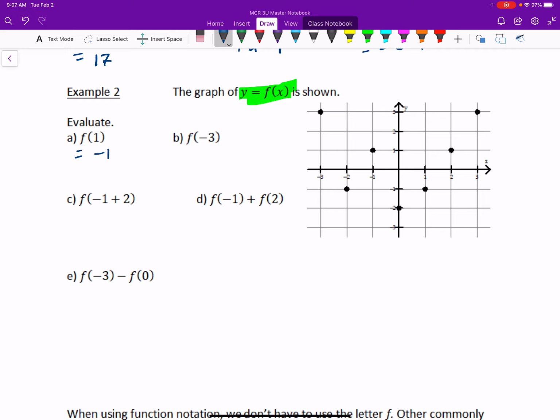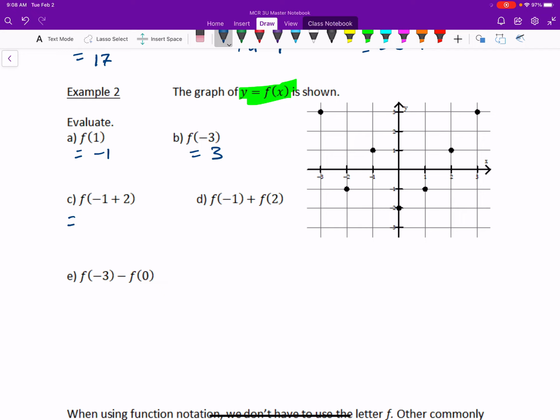What's the y value when x equals -3? If I go over to -3, find the point, that would be this point here. The y value of that point is +3. So it's really just, again, you're taking what's in the brackets as your x value.